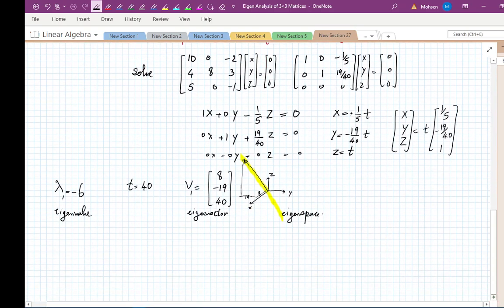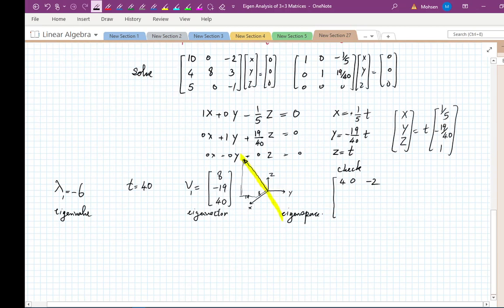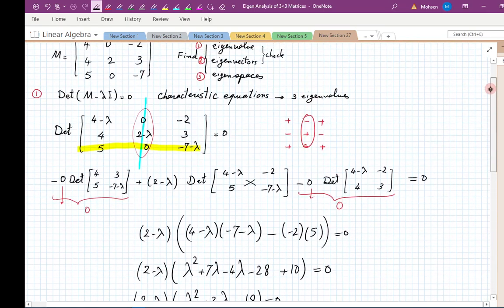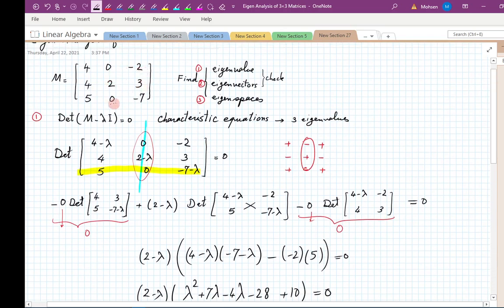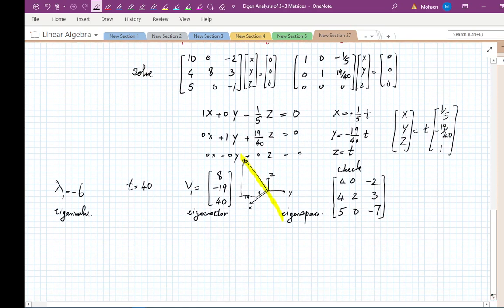Let's go and do an actual check. So how do we check? Take the original matrix, which was 4, 0, minus 2, 4, 2, minus 3, 5, 0, minus 7. Okay, the original matrix that we had here, not the one with minus lambda. You remember we said at the beginning of semester we have the curse of dimensionality. You have so many numbers floating around you. That's what you sign up for, is that right?